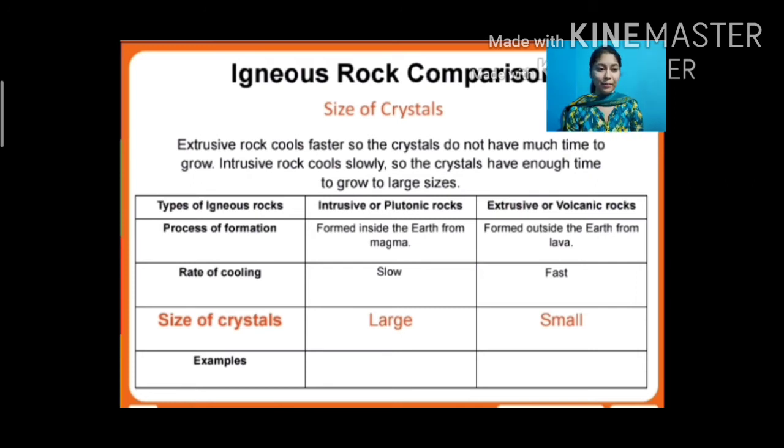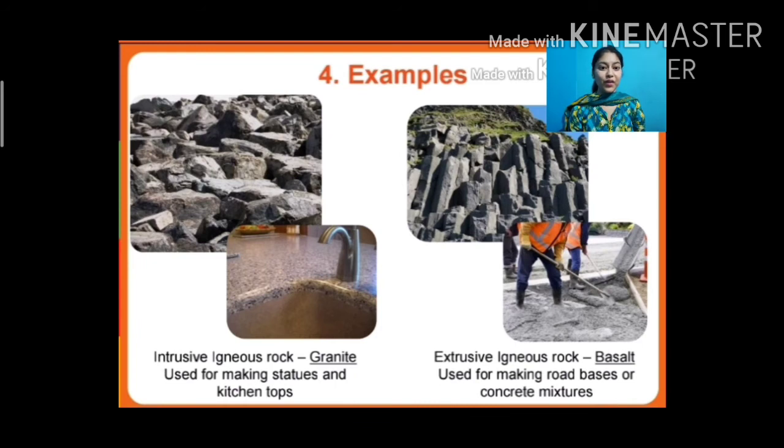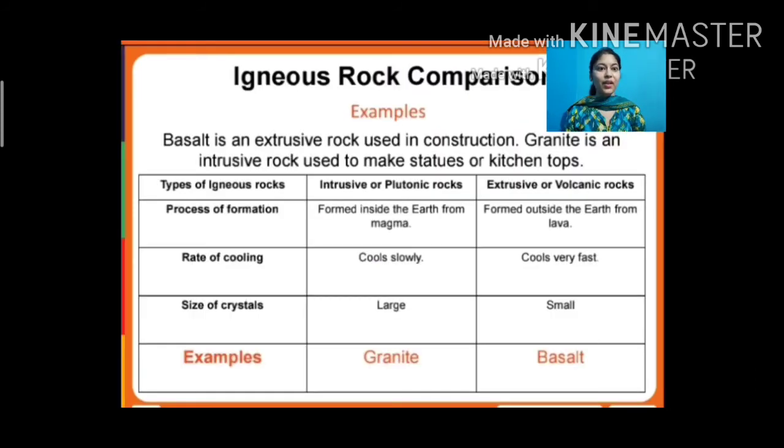Let us see some examples. An example of intrusive igneous rocks is granite. Where is granite used? It is used for making statues and kitchen tops. An extrusive igneous rock example is basalt. Basalt is used for making road bases and concrete mixture. Basalt is an extrusive rock used in construction, and granite is an intrusive rock, and that is used to make statues or kitchen tops. So we have filled this table.